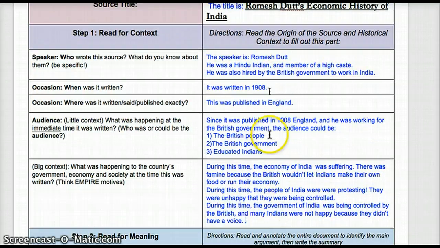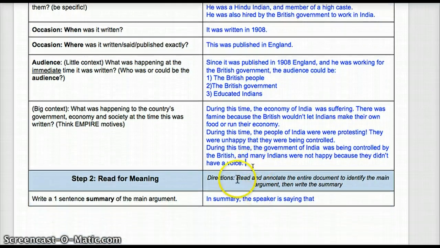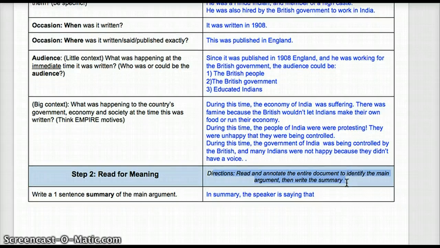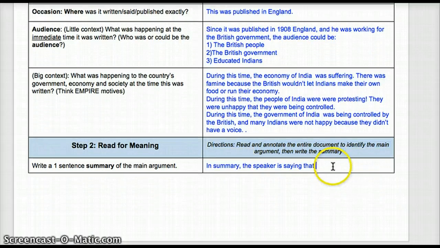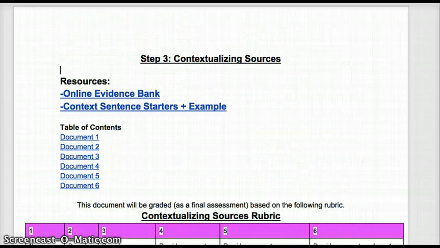Okay, good. Now we did step 1. Let's do step 2. Read and annotate the entire document to identify the main argument, then write the summary. Okay, let's go ahead and do that.